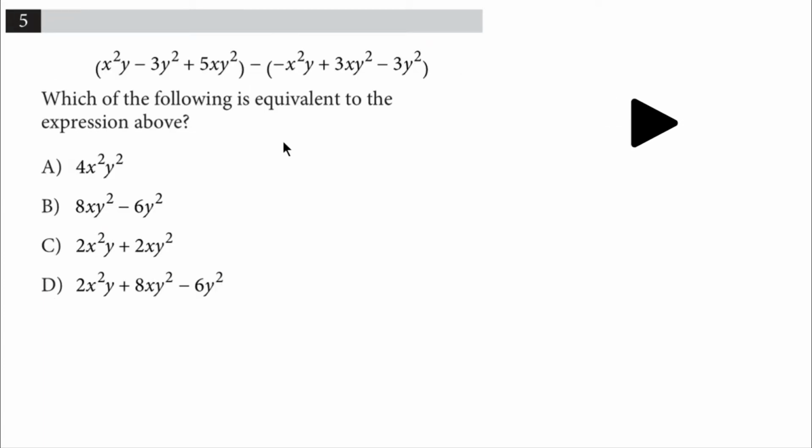Which of the following is equivalent to the expression above? Well, this is a simplification problem. All we need to do here is add the like terms and simplify the expression. So let's first of all spread this negative sign across the expression on the right.